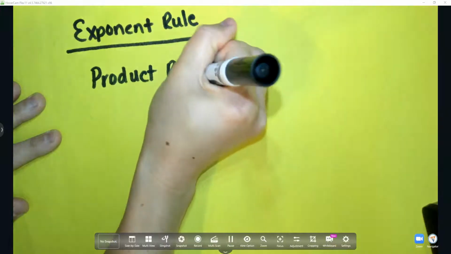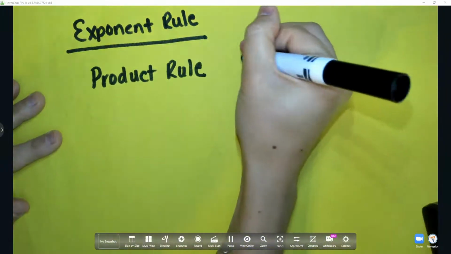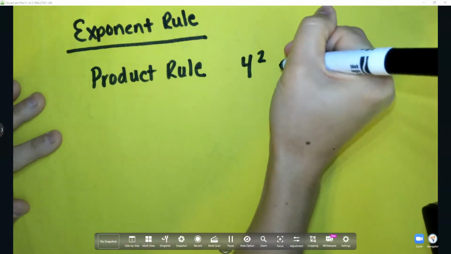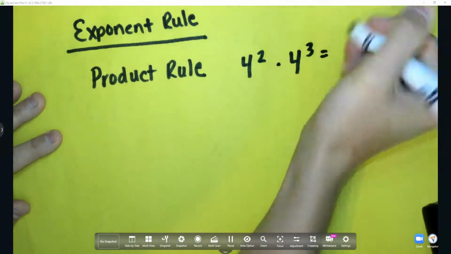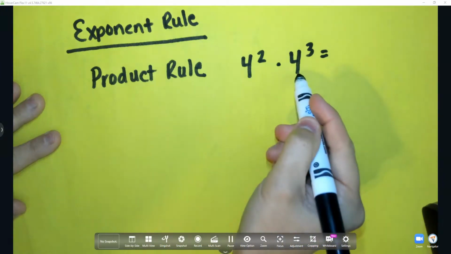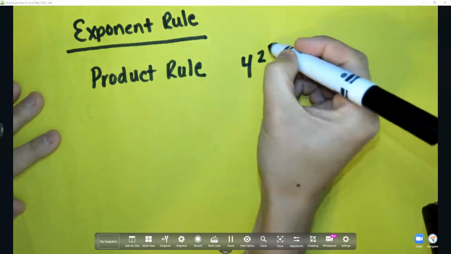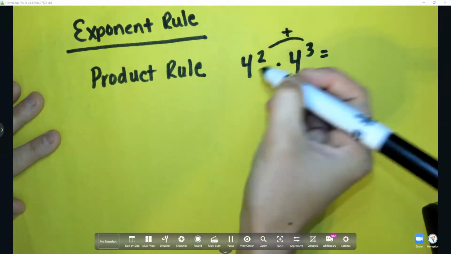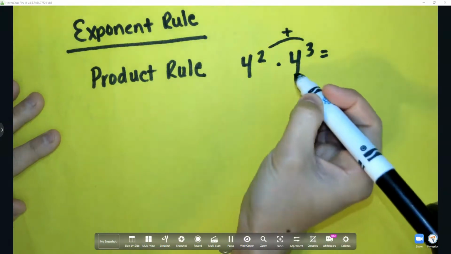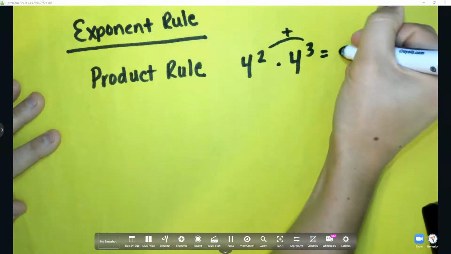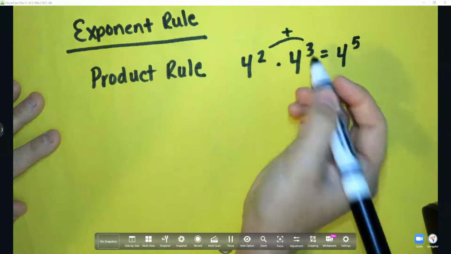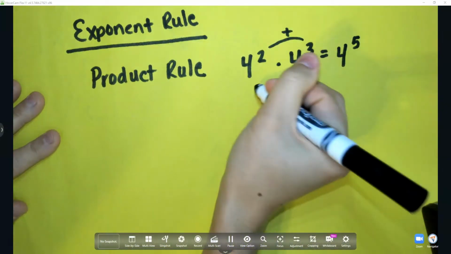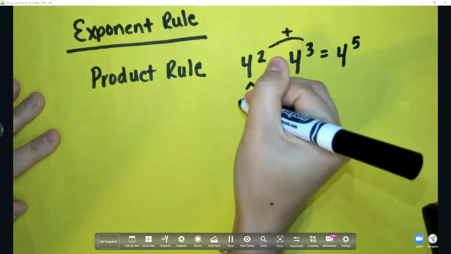And the product rule tells us that anytime we are multiplying like bases, we add our exponents. So, like bases, that's our big number, we add our exponents. So 4 to the second power times 4 to the third power equals 4 to the fifth power. All I did was add my exponents, which, if you expand this out, makes sense.